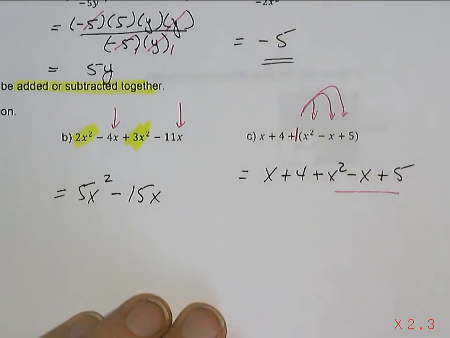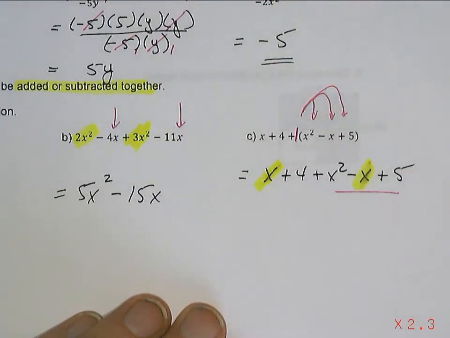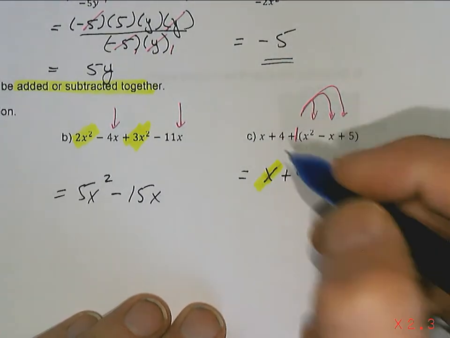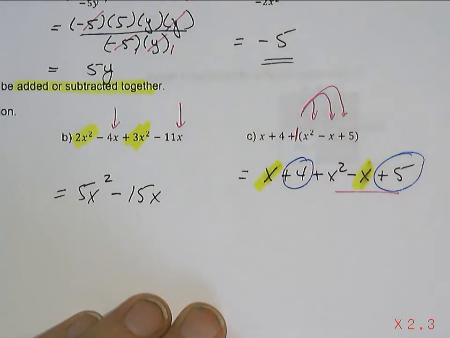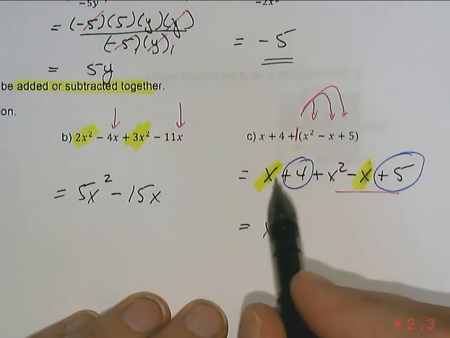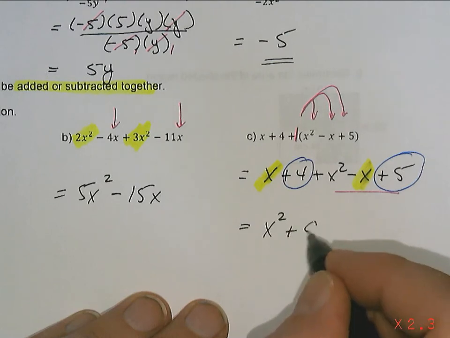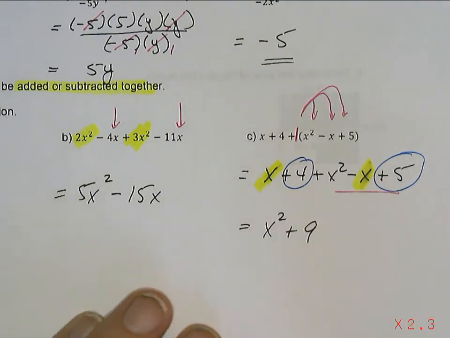Now you look for like terms. Well, the x's are like terms, so x subtract x goes together. And your 4 and your 5 are like terms. And your x squared, it has no friends. It's like a math teacher. It has no friends. It's so sad. So it just gets left alone. X minus x is no more x's. 4 plus 5 is 9. And you are done. That is the last of that question.